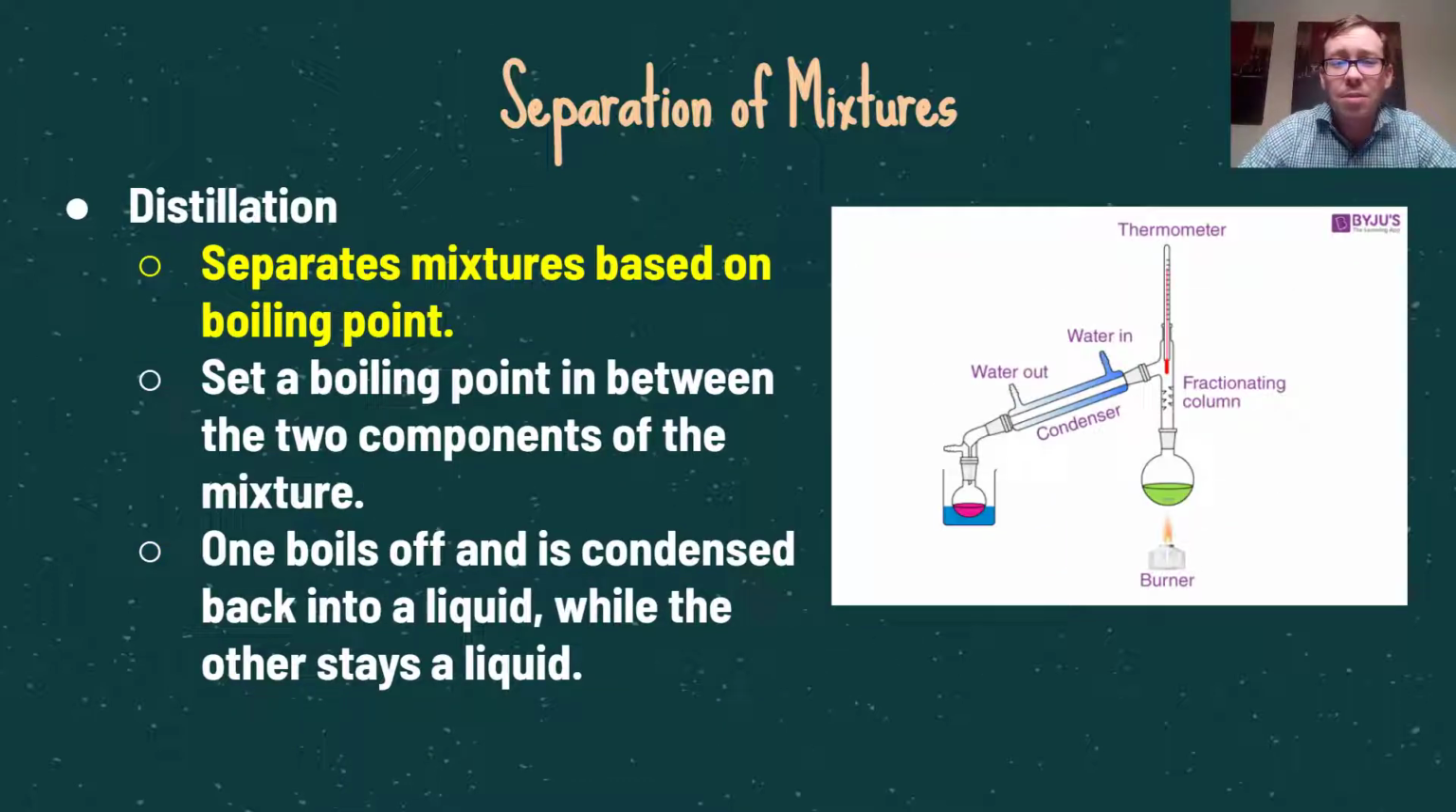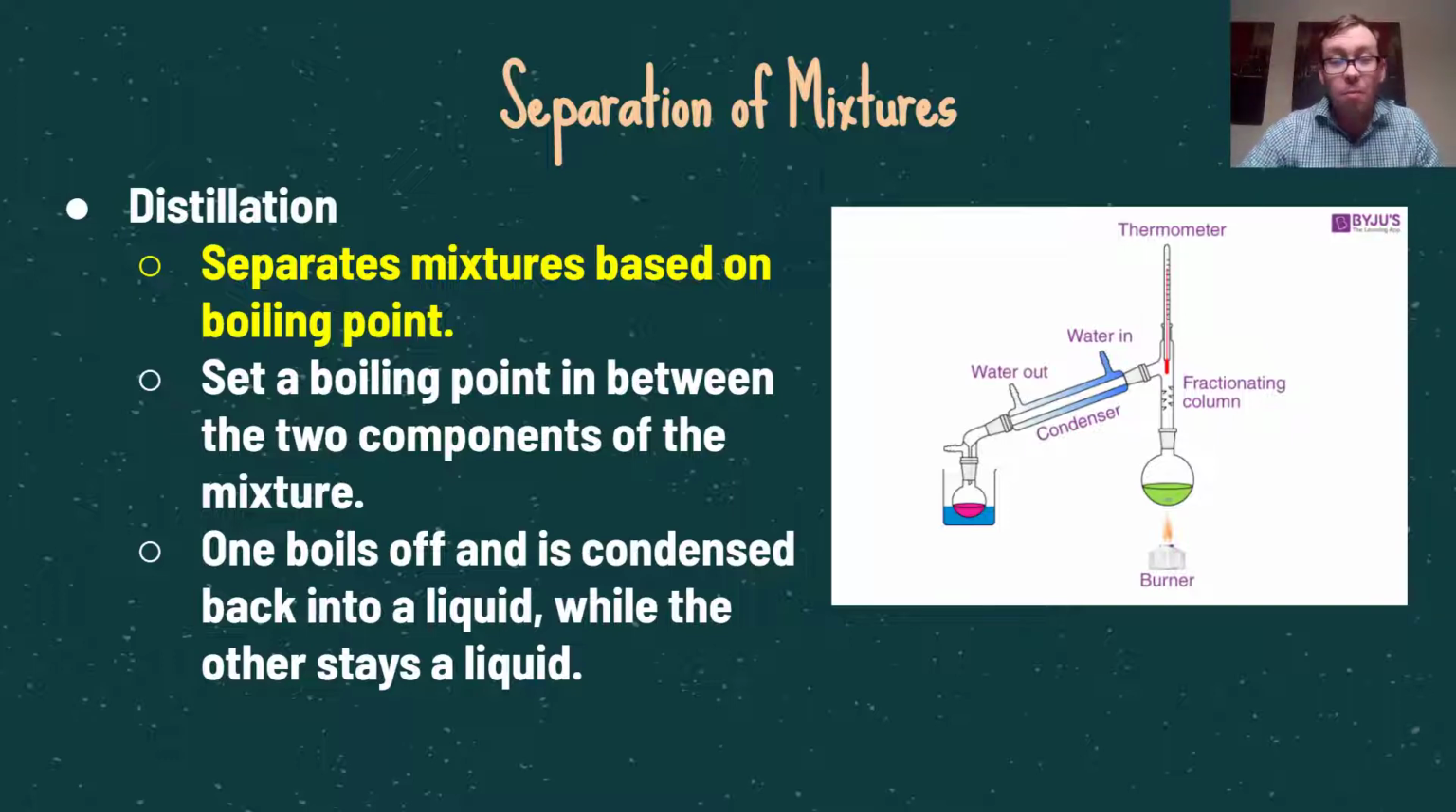In addition to that, we can use distillation, and distillation separates mixtures based on boiling point. So what you would do is, if you have two compounds with differing boiling points, you're going to set a boiling point in between the two components of the mixture. One of them is going to boil off into a fractionating column, and then once the gas reaches the top of the column, it reaches a condenser. The condenser usually has water that's flowing through it, which cools the gas, thus condensing it back into a liquid.